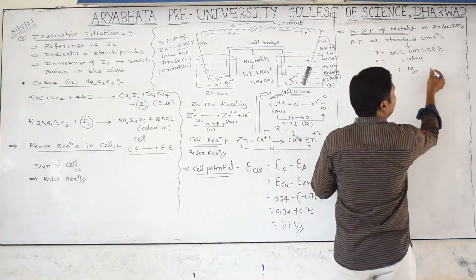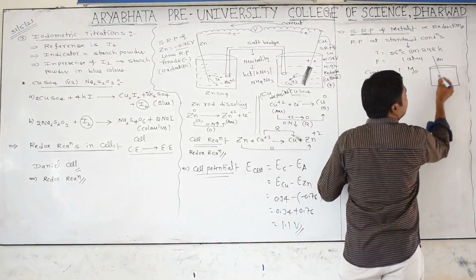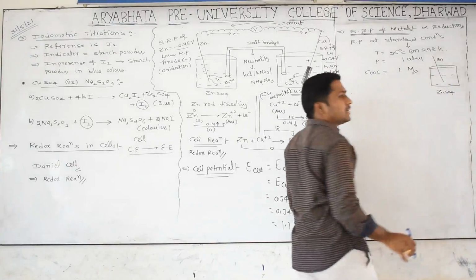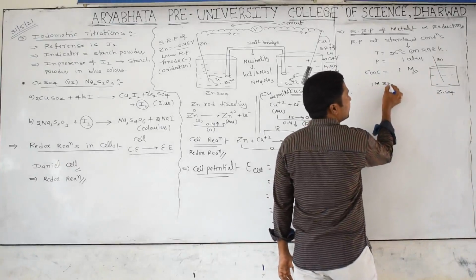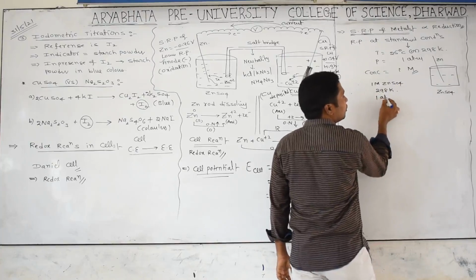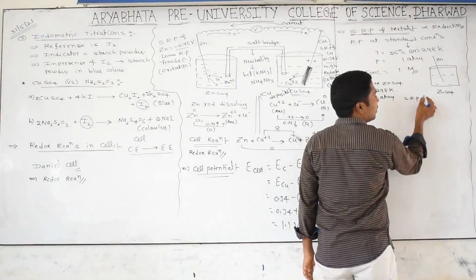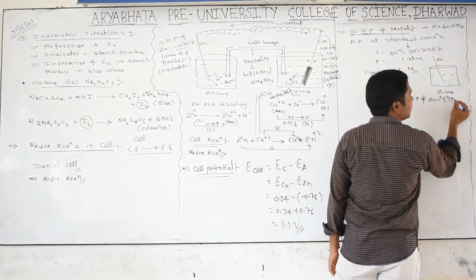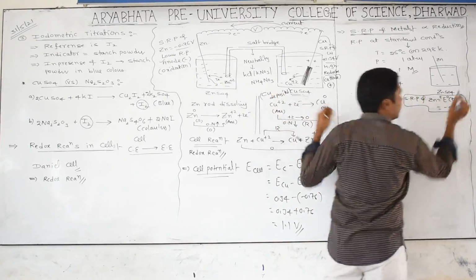For example, you take a zinc rod in zinc sulfate solution. To call it a standard reduction potential value, we have to maintain 1 molar zinc sulfate concentration, 298 Kelvin temperature, and 1 atmosphere pressure. Then the standard reduction potential of zinc is denoted by E0 of zinc. Already you know how much: minus 0.76 volts. This is very important.